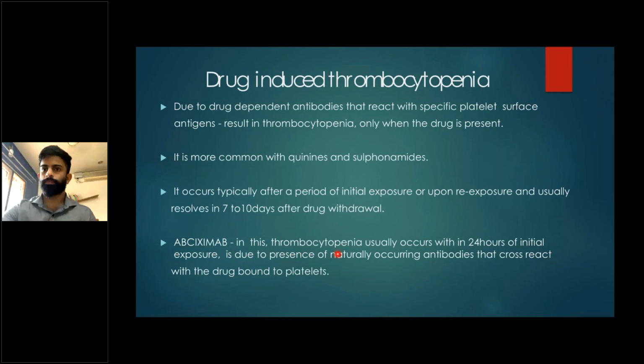Abciximab: in this, thrombocytopenia usually occurs within 24 hours of initial exposure. It is due to the presence of naturally occurring antibodies that cross-react with the drug-bound platelets. So if the patient has a history of treatment with an anti-platelet drug and presents with thrombocytopenia within 24 hours of taking the drug, then you have to suspect abciximab. That is probably because of initial exposure with naturally occurring antibodies. So that was about abciximab causing drug-induced thrombocytopenia.